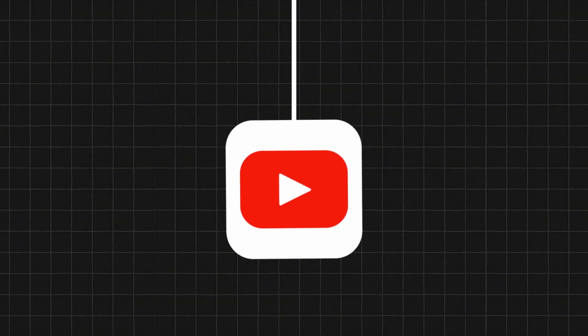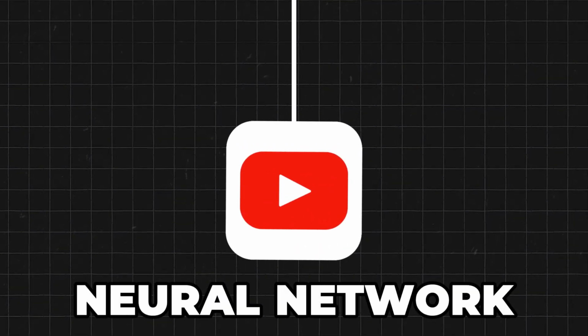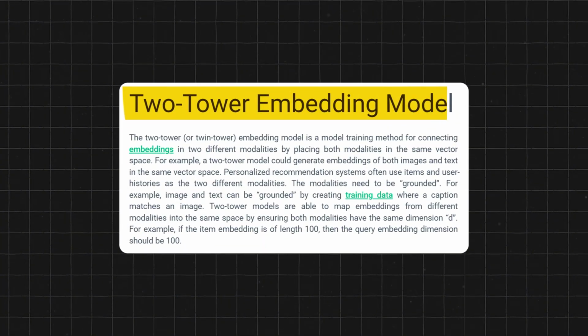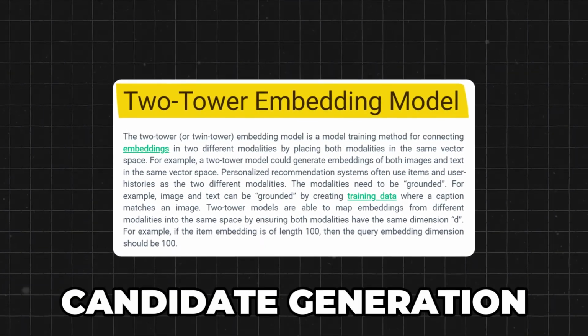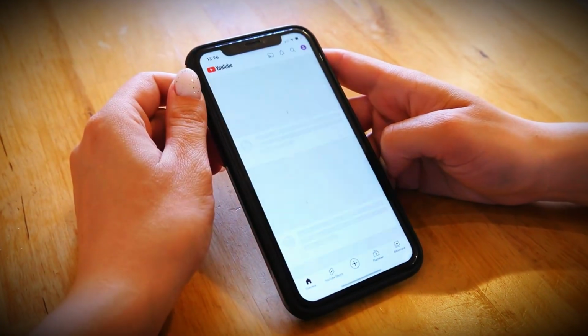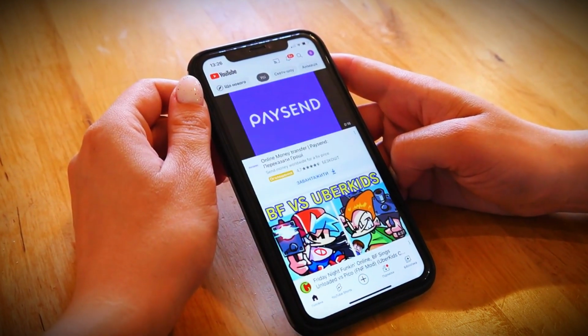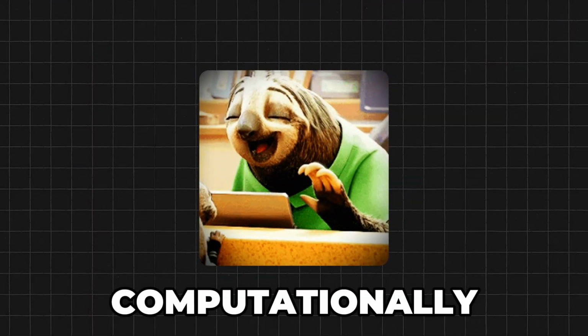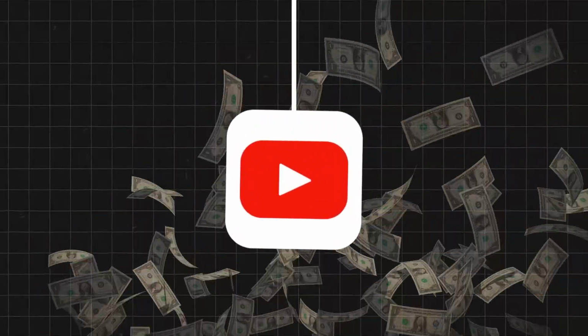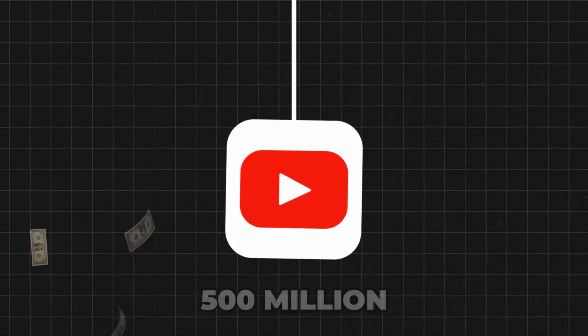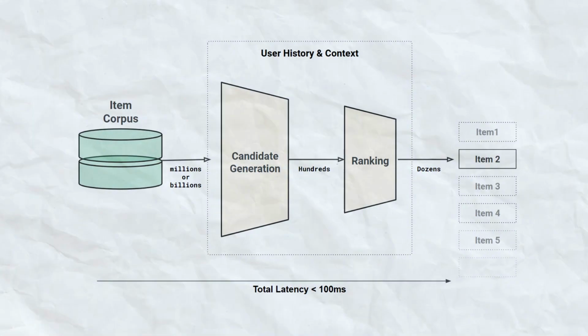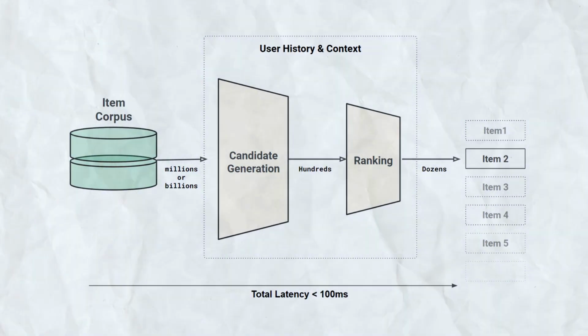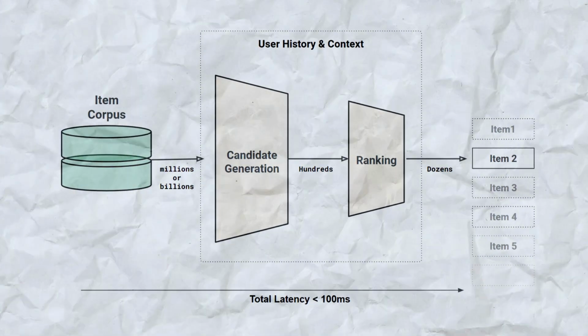YouTube uses what's called a two-tower neural network for its algorithm, starting with something called candidate generation. YouTube can't scan billions of videos every time you open the app. It would be too slow and computationally expensive. So it narrows the pool from around 100 million to 500. That first cut is handled by a system trained to understand your preferences with surgical precision.